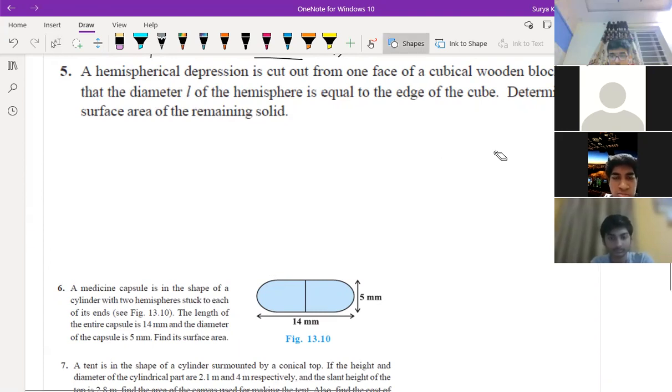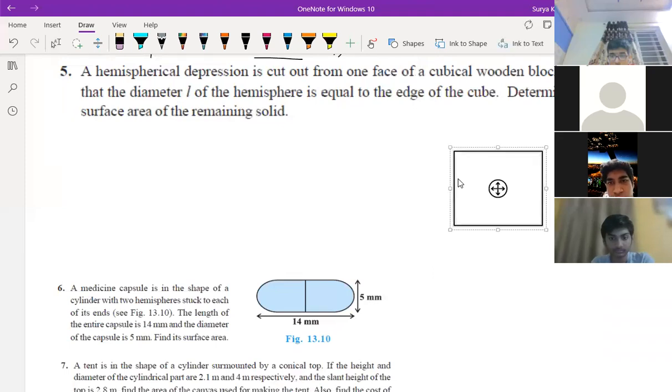The same way we draw here. First of all, you just draw the cube over here.